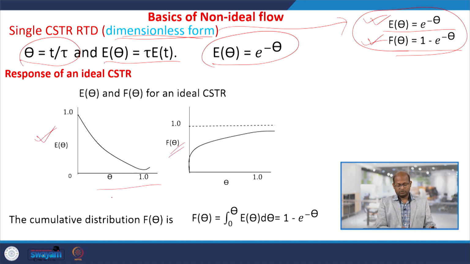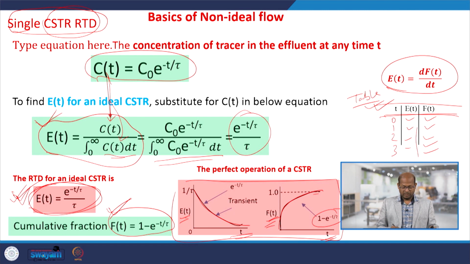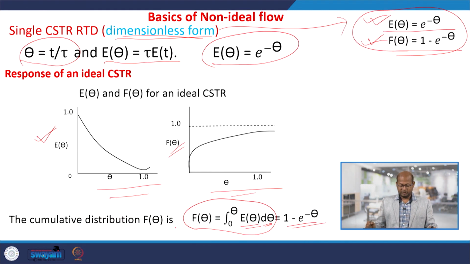Dimensionless forms, that way also we can express, and for F(theta) I said how to get it. Here F(theta) equals the integral from 0 to theta of E(theta) d theta. Earlier we got F(t) this way, so we can write it like this.